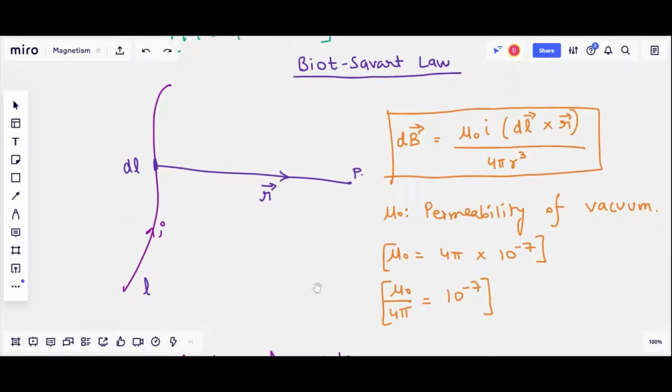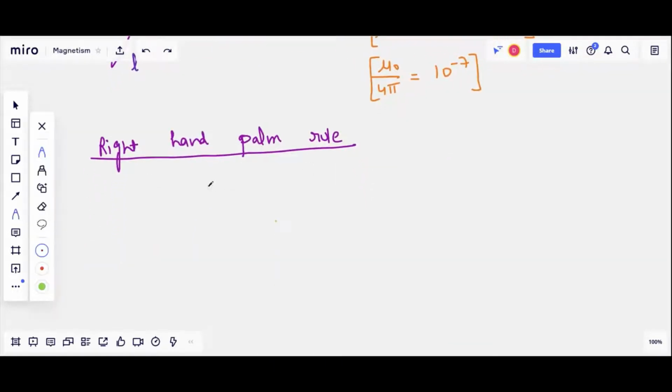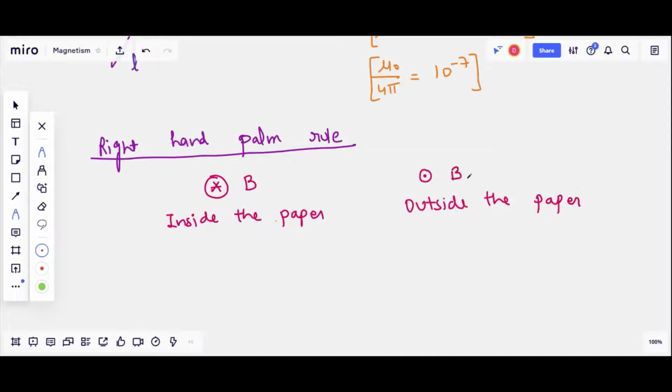So in this particular case, it is going inside the paper, and anything which is inside the paper is denoted by a small cross. That's how the magnetic field which is inside the paper is denoted. And if it is coming outside the paper, it is denoted by a dot. So this means inside the paper or the plane, and this means outside the paper or the plane. That is a customary notation which we'll see in almost all the questions: anything which is inside is a cross, anything which is outside is a dot, and that's how the right hand palm rule works.